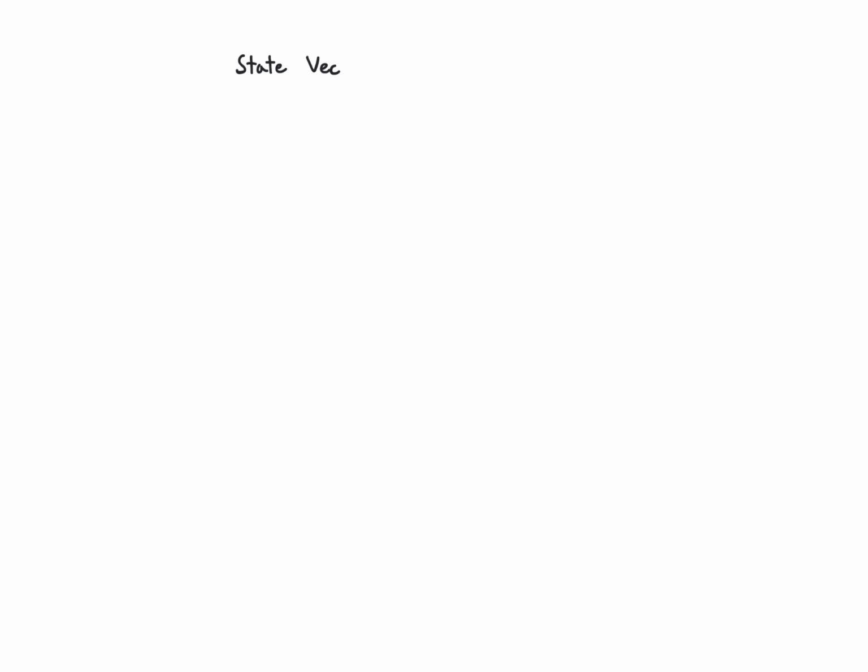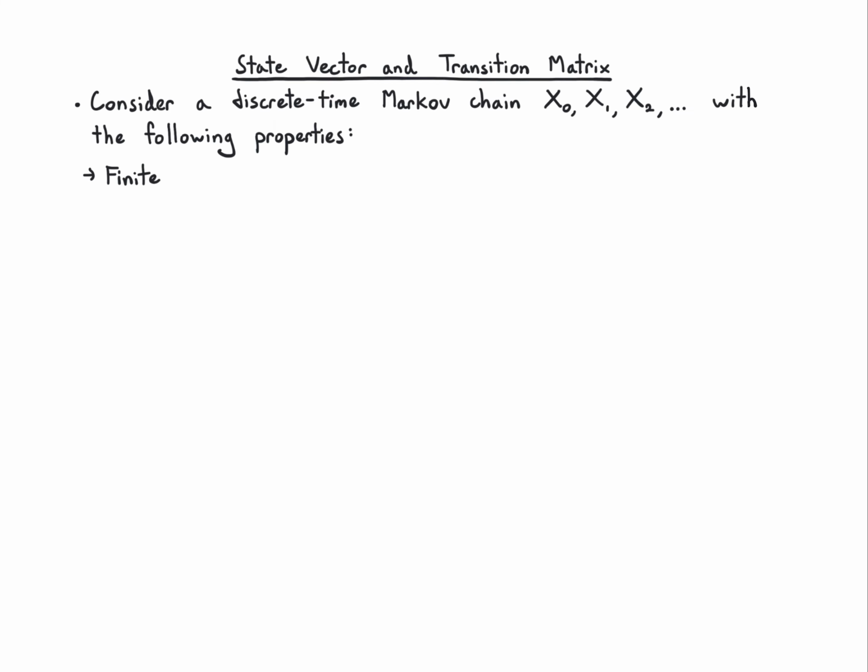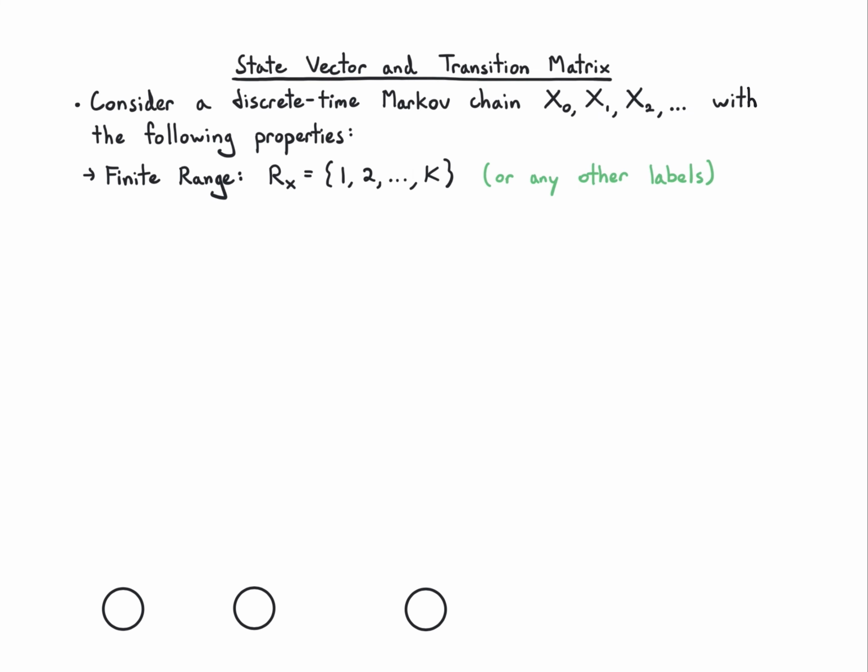Let's continue our discussion of Markov chains with the state vector and state transition matrix. So, as before, consider a discrete time Markov chain written as x0, x1, x2, and so on, with the following properties to keep things simple. We'll say it has finite range, so we'll label the nodes as 1 up to k, or any other labels that you like, but we're using 1 through k here just to keep it very simple. So I just write these 1 through k.